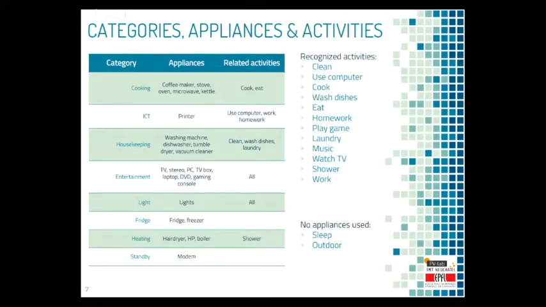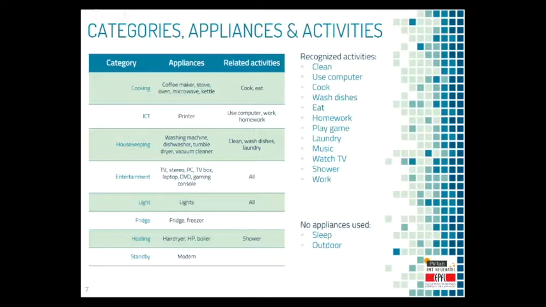I said that we are looking at the categories. So what kind of categories are we working with? Basically, we are interested in 8 main categories. Here we're talking about cooking, ICT, housekeeping, entertainment, light, fridge, heating, and standby. But because categories come after inferring the activities, the activities are the main thing we're considering in our work. You can see on the right there is a list of activities we're working with, and there are as well activities that are considered, let's say, the ones that are not using any kind of appliances, such as sleeping and outdoor. So these are activities that are not actively related to inferring appliance categories.